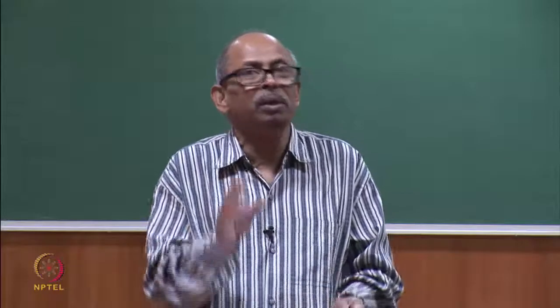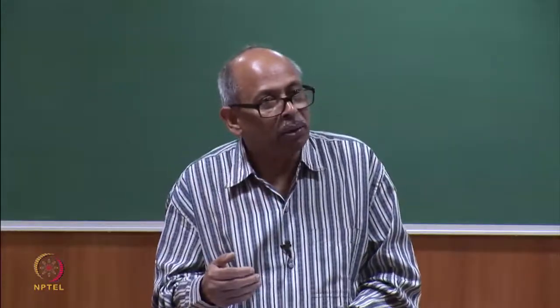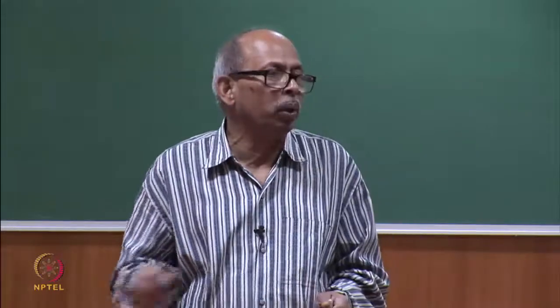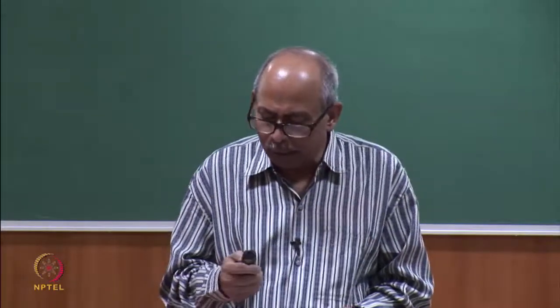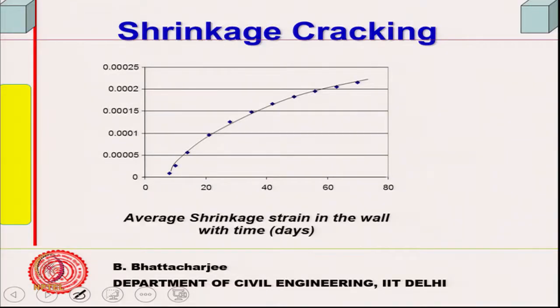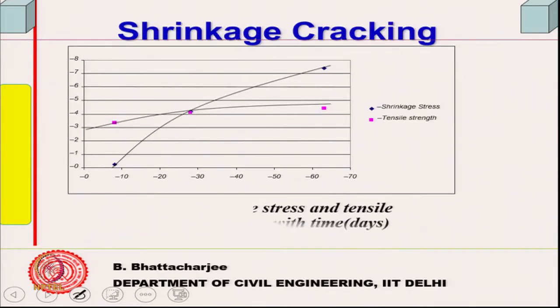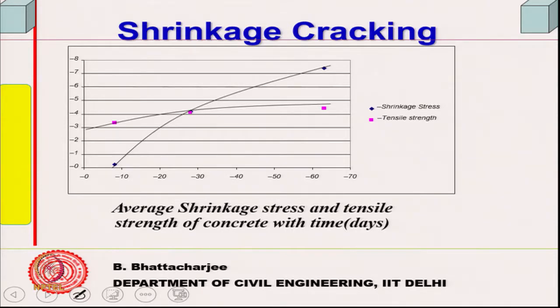First, from visual observation we identify from the nature of the crack that it is a shrinkage crack, and we can do some calculations also. This is available in the Neville and Brooks book or many other books. So this is what we did: we plotted the average shrinkage stress in the wall with time based on the ACI formulae, and the average tensile strength development is the pink curve.